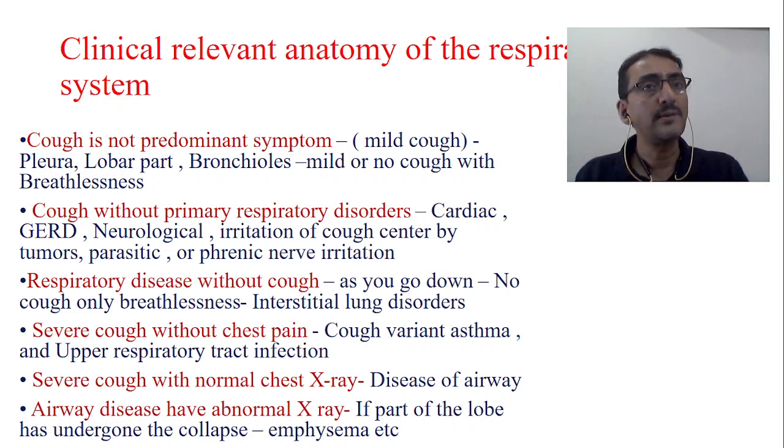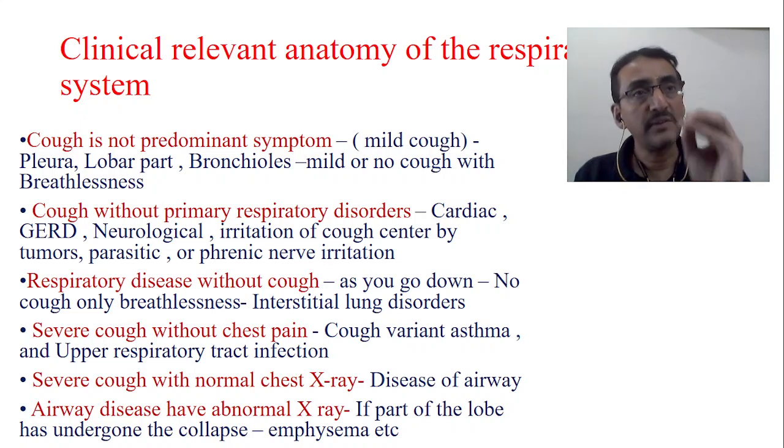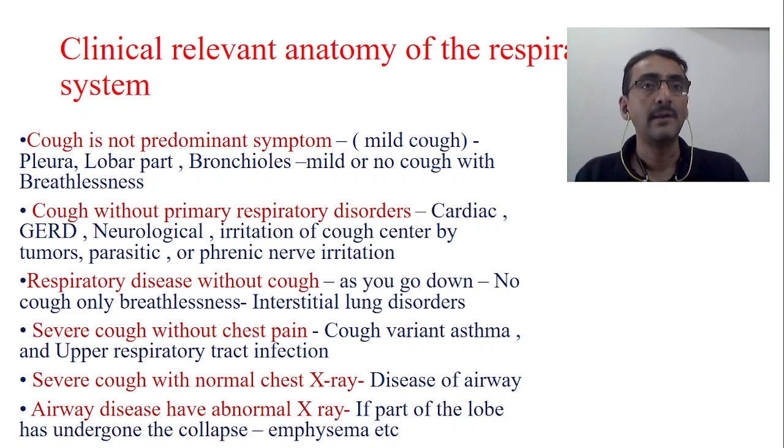Airways are not clearly seen on X-ray. You can't find anything about the airway in the X-ray. So whatever the severity of the cough, if you go for an X-ray, you find nothing. You find something in the X-ray only when the disease is of the lung parenchyma. If part of a lobe has undergone collapse or emphysema, etc., then the X-ray is abnormal. That is in the lower respiratory tract, in the lung parenchyma. Only then will you have abnormal X-rays.